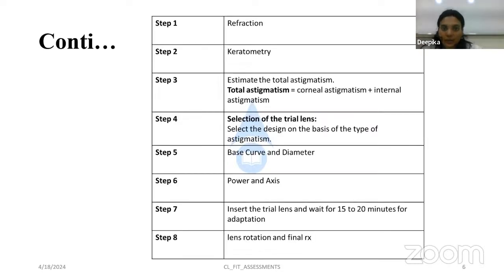First, it starts with the refraction, then keratometry, and estimating the total astigmatism, which can be calculated as corneal astigmatism plus internal astigmatism. Selection of the trial lens is based on design and the type of astigmatism. Next, moving on to base curve and diameter, and define the power and axis. Insert the trial lens and wait for 15 to 20 minutes for adaptation, lens rotation and final prescription.